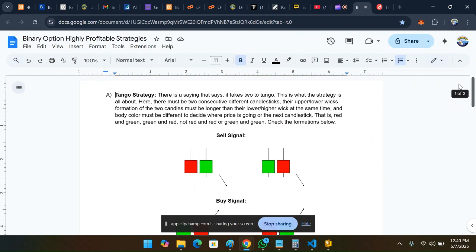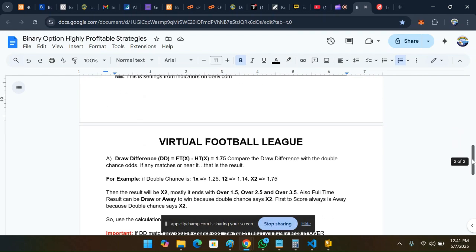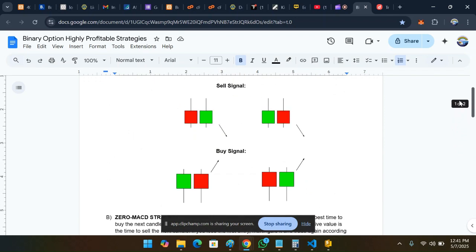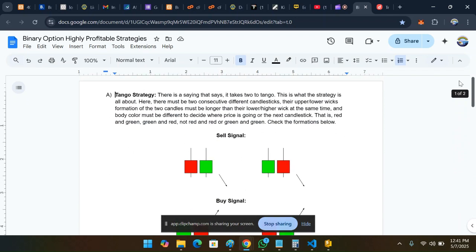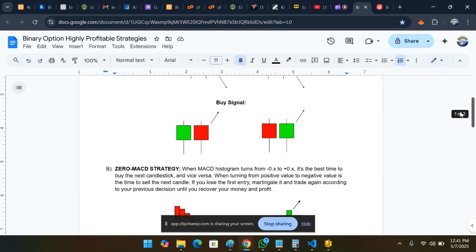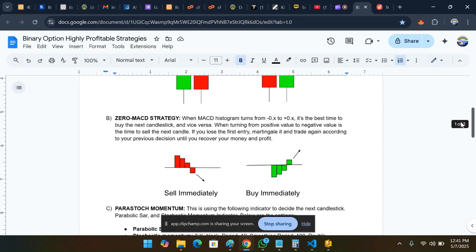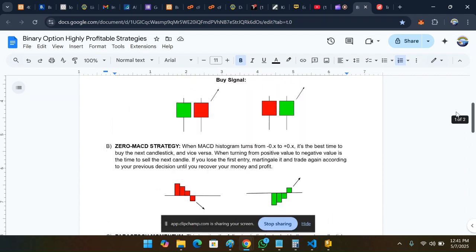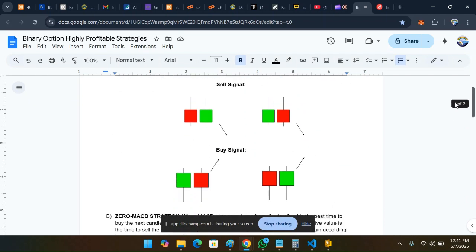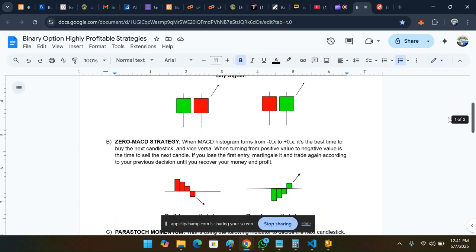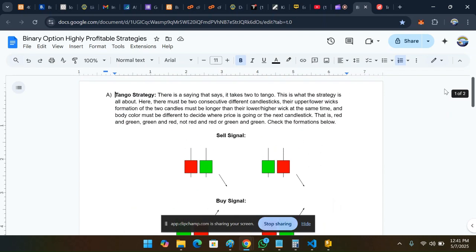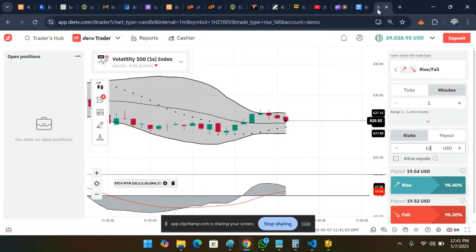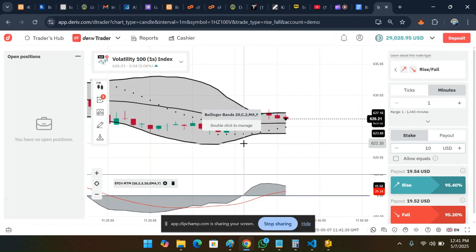learn this. Now, number one, these are binary option strategies. I have the first one, I call it the Tango strategy. The second one, I call it the zero mark strategy. Then the third one, I call it the para stock momentum. But the only one I'm going to show you today is the Tango strategy. It's very good. So the Tango strategy is what I'm going to show you today.